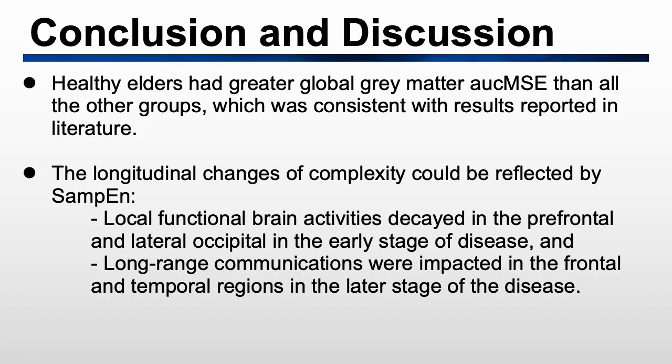In summary, we found healthy elders had greater global gray matter AUC MSE than all the other groups, which was consistent with results reported in the literature. The longitudinal changes of complexity could be reflected by sample entropy. Local functional brain activities decayed in the prefrontal and the lateral occipital in the early stage of disease, and the long-range communications were impacted in the frontal and the temporal regions in the later stage of the disease.